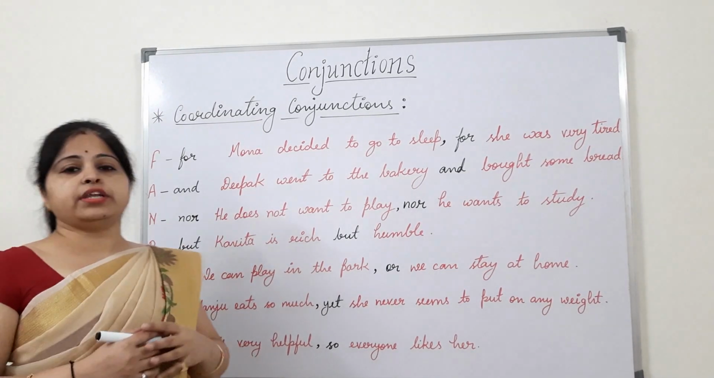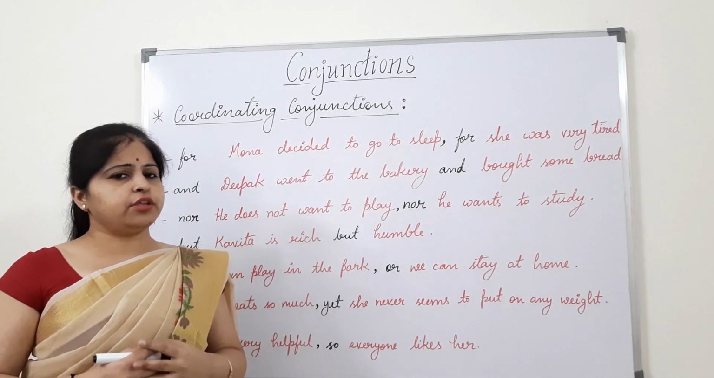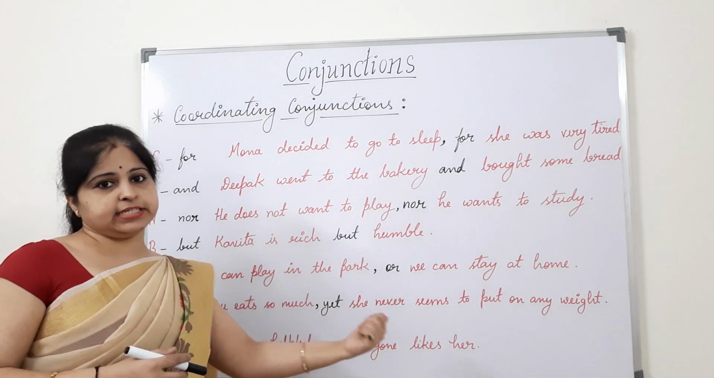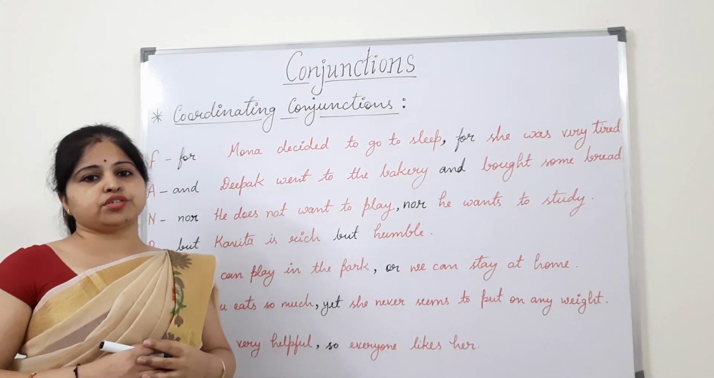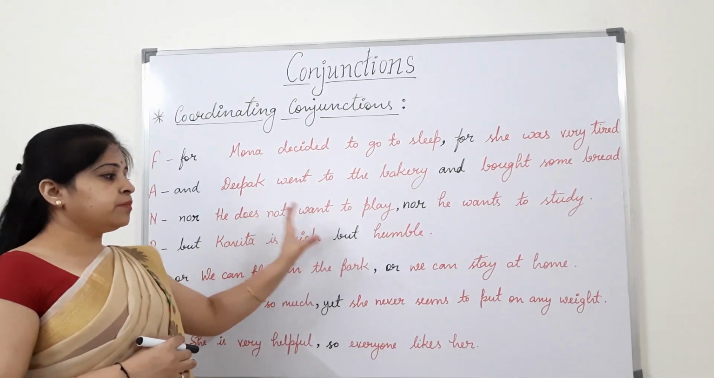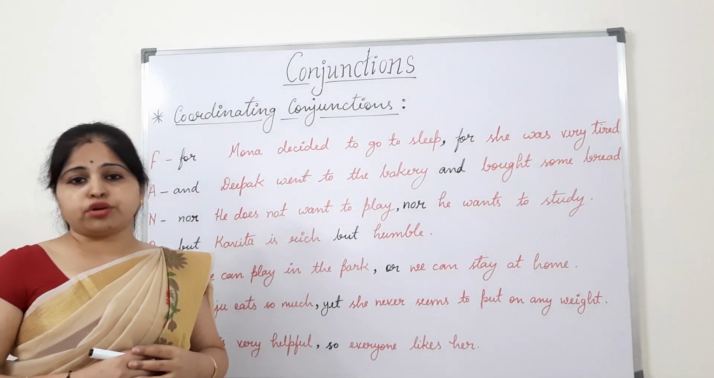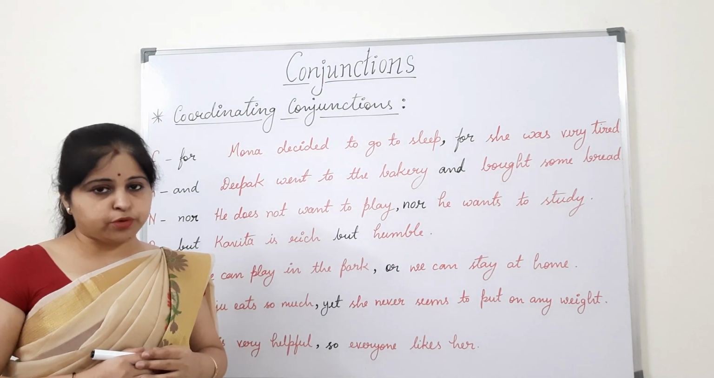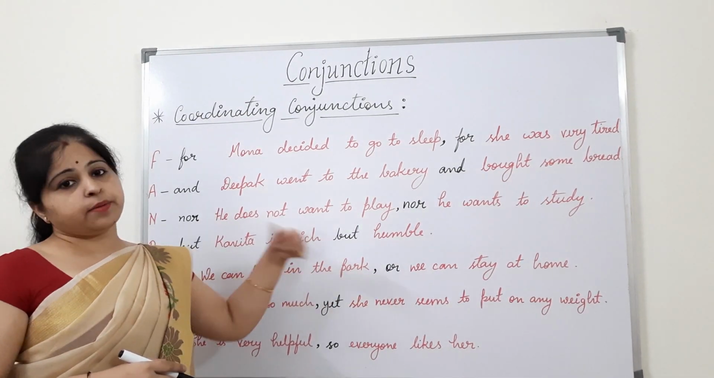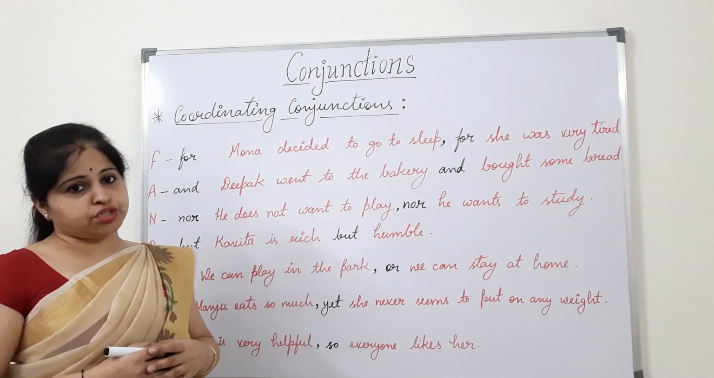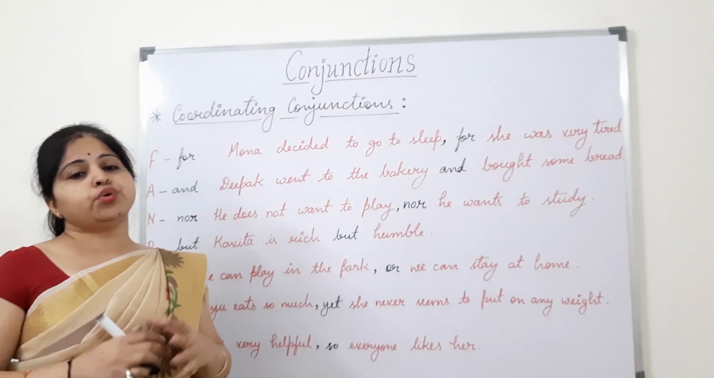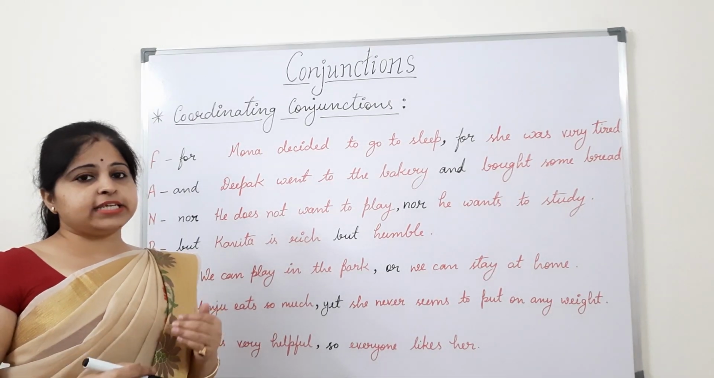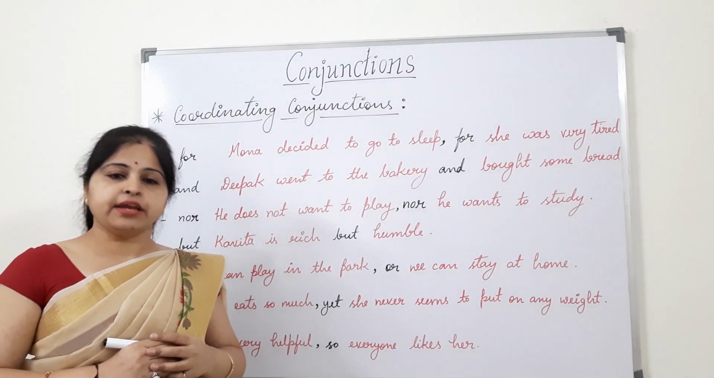So these are coordinating conjunctions. One more thing you can see, that all the coordinating conjunctions are used in between the sentence. Yes, coordinating conjunctions are always used in between the sentence. We cannot use them at the very beginning of the sentence. One more thing, we use a comma before a coordinating conjunction if it is joining two independent clauses. Okay, so now let's see the next kind, subordinating conjunction.